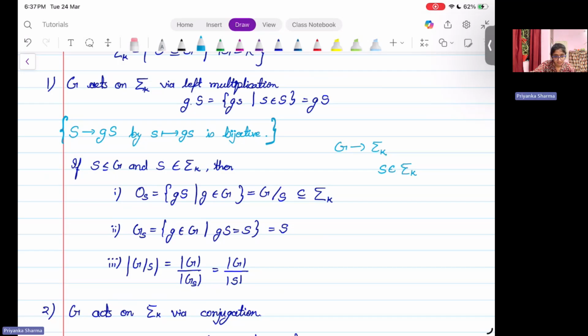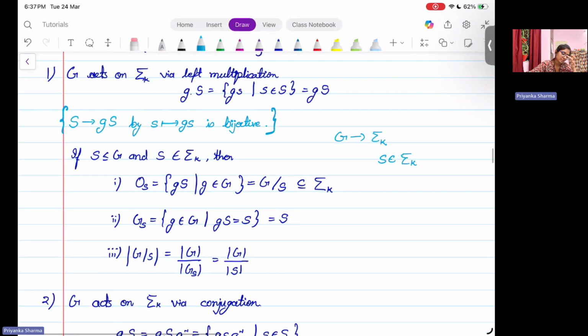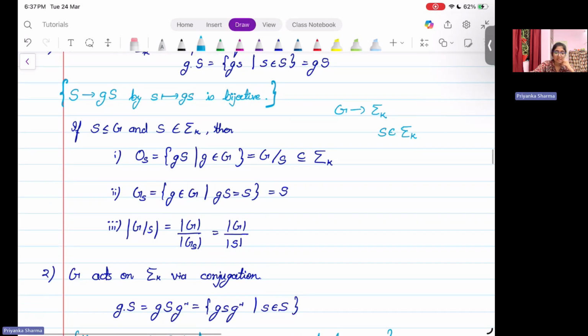GS, where this G is varying over the group G. So this will be this quotient group G mod S, and this is a subset of sigma k. Now, what is the stabilizer of S with respect to this group action? So stabilizer of X, where this X is an element of sigma k.